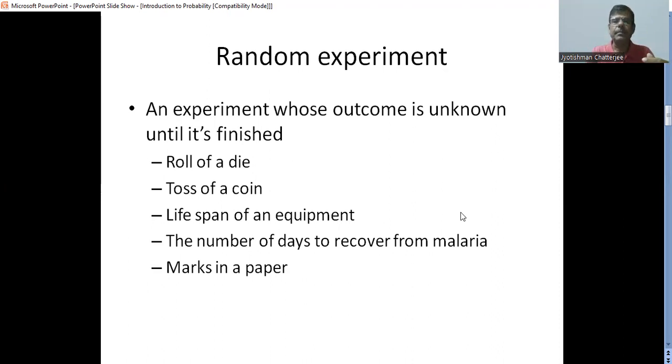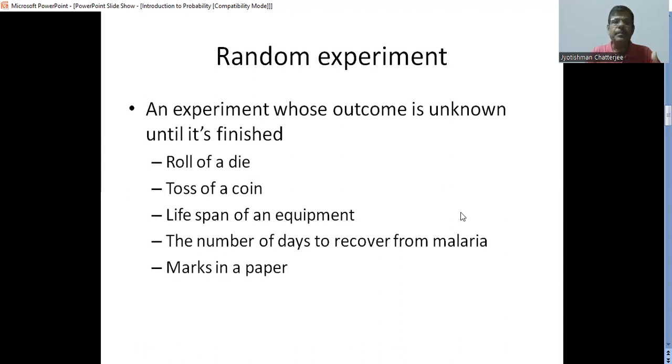Some examples. Suppose I roll a die. The die will produce either 1, 2, 3, 4, 5, or 6. But until the die stops rolling, I don't know exactly what the outcome is. This is a typical random experiment. Another, toss of a coin. So we know that the outcome will be either head or tail, but don't know the exact outcome until the coin lands on the ground.